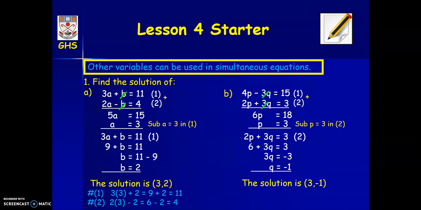Again, substituting p equal to 3 and q equal to negative 1 into equation 1 and equation 2. When we do that, we're looking for equation 1 to equal 15, and that's what we get, and for equation 2 we're looking to equal 3. And we also get that as well, so we know that we have completed these questions correctly.